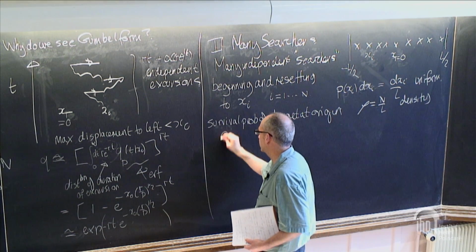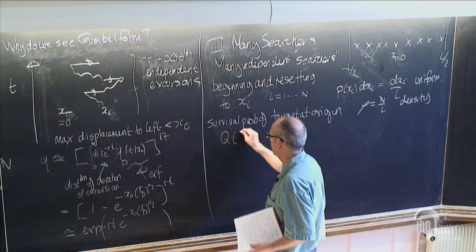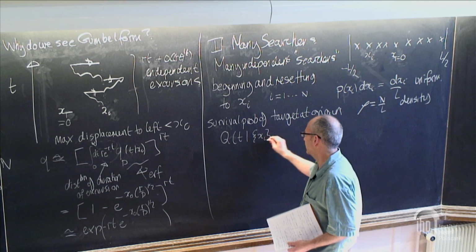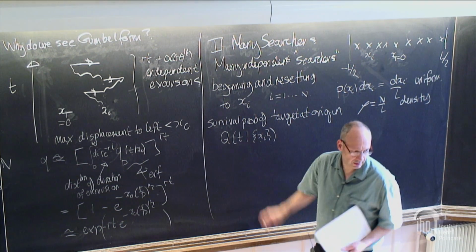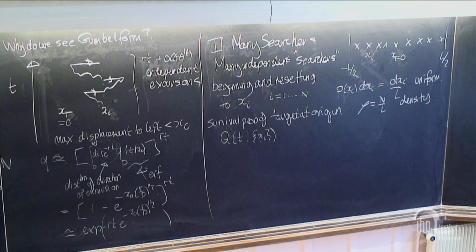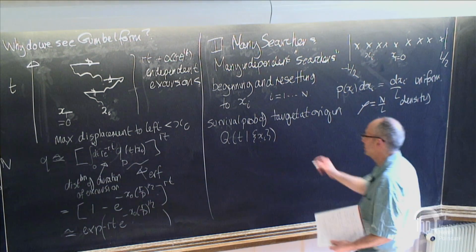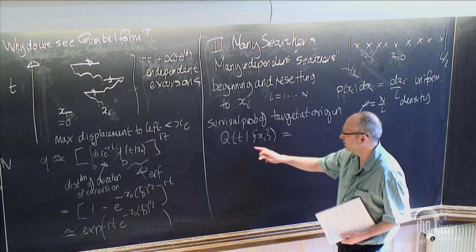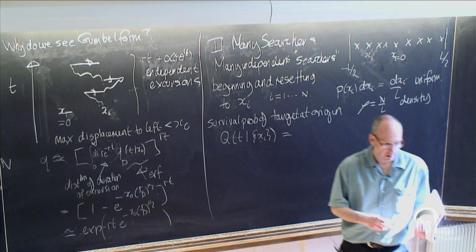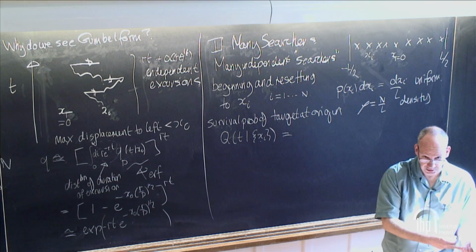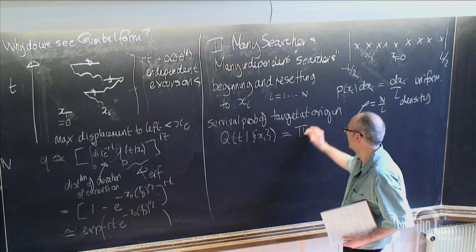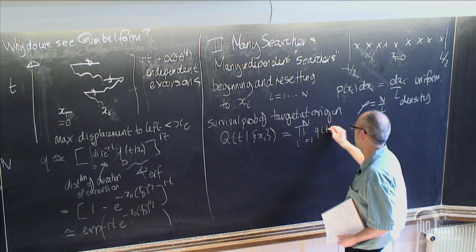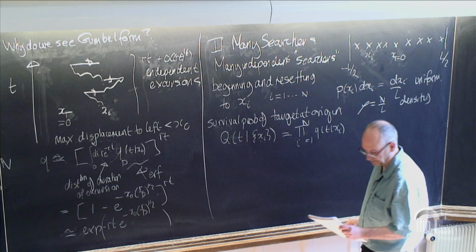So let me call this capital Q. It's a function of time, and it's going to depend on the collection of positions of these guys, the initial positions of the searchers. But if we think about it, for the target to have survived, none of the searchers have touched it. So in fact, it's the product of the survival probabilities of the individual searchers.